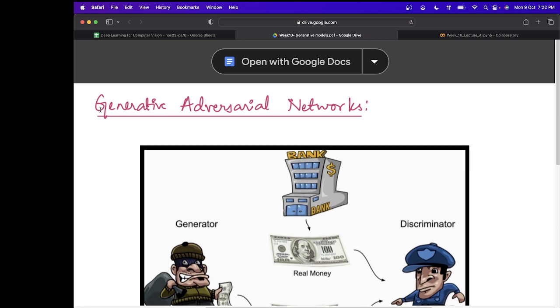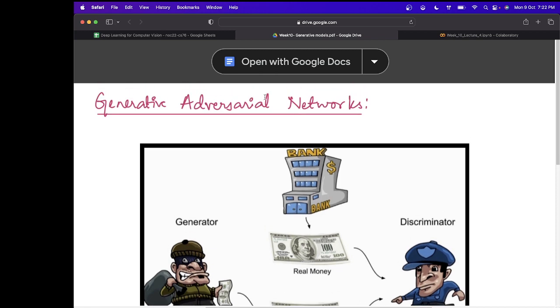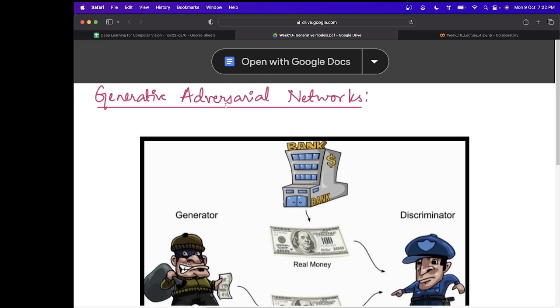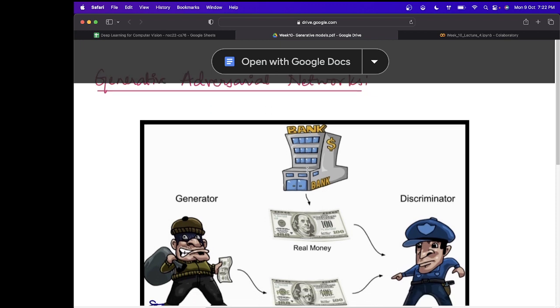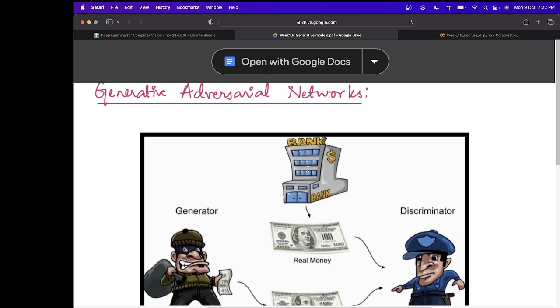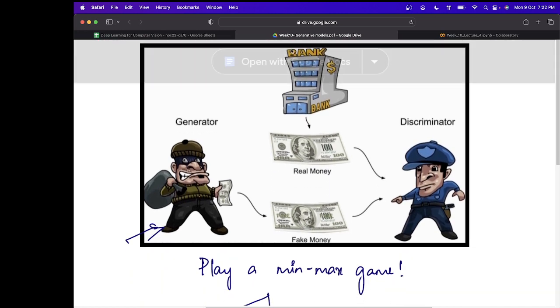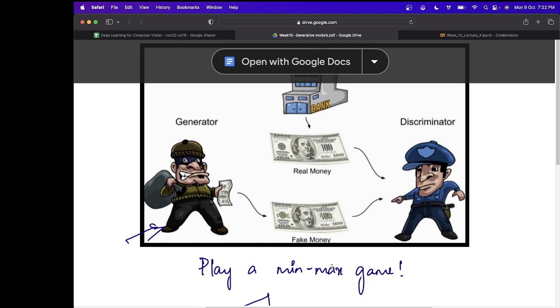But from 2014 till at least 2020 or 2021, GANs were the de facto standard for generating new images in various ways. Even now, multiple researchers are still working on generative adversarial networks. The way that we remember a GAN is through this picture, which is very popular, right?